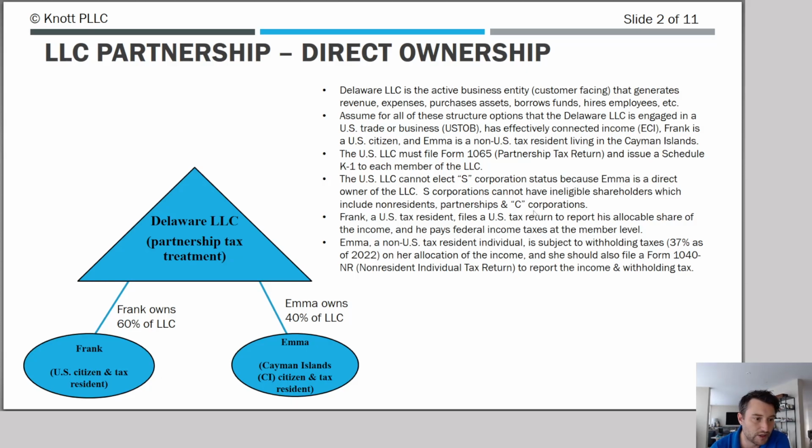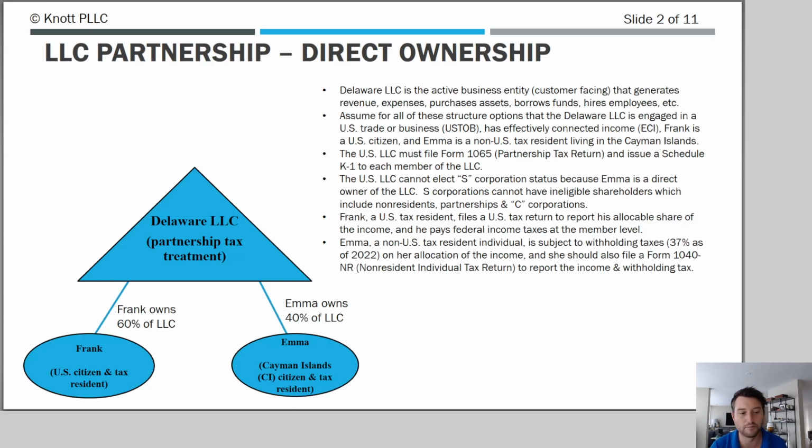Okay, so the S election is only made if you have an eligible corporation, which means the entity is a US entity, it has 100 or fewer shareholders, and it can only have US natural persons as owners, and they have to be US residents. In this case, because Emma is a direct owner, you cannot make the S election because she's an ineligible shareholder.